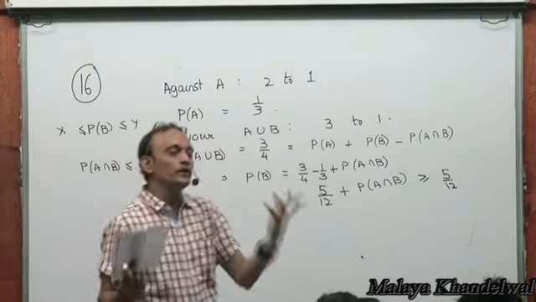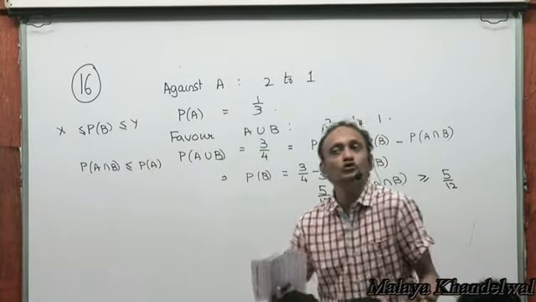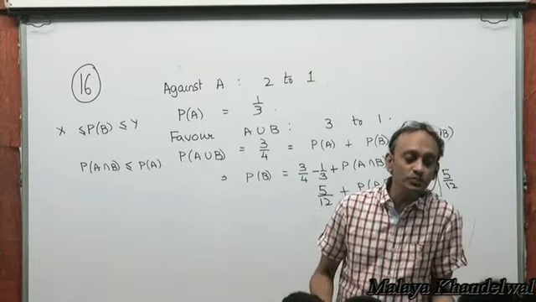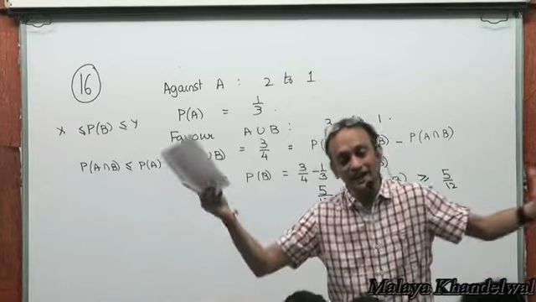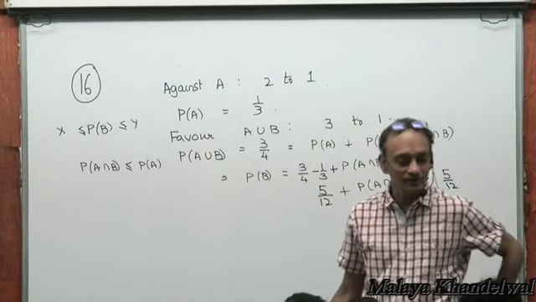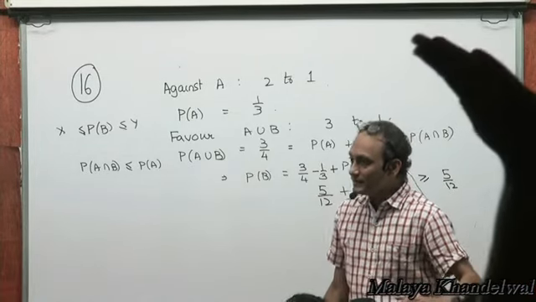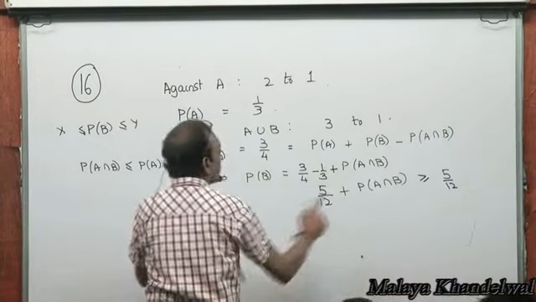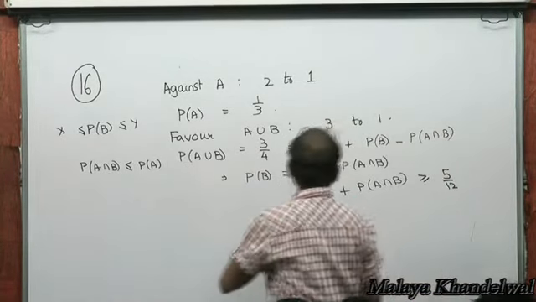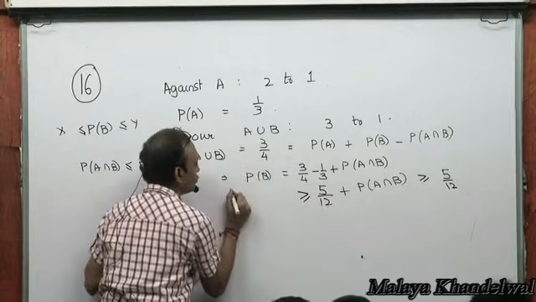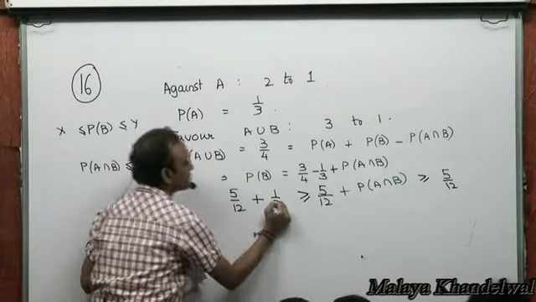I'm saying these are two events, A and B. The probability of A and B both occurring will always be less than the probability of A occurring. There will be fewer constraints in A occurring than in A and B occurring together. So this will always be less than or equal to PA. That means this expression will always be less than or equal to 5 by 12 plus PA. PA is 1/3.